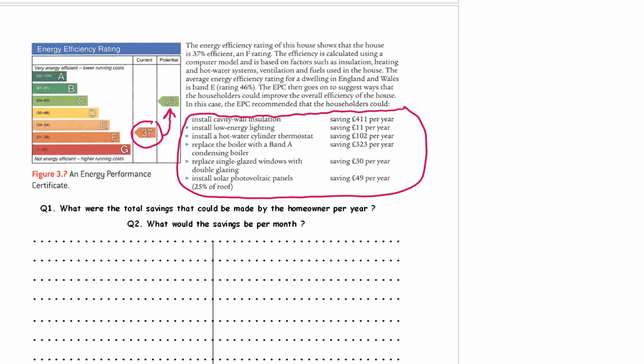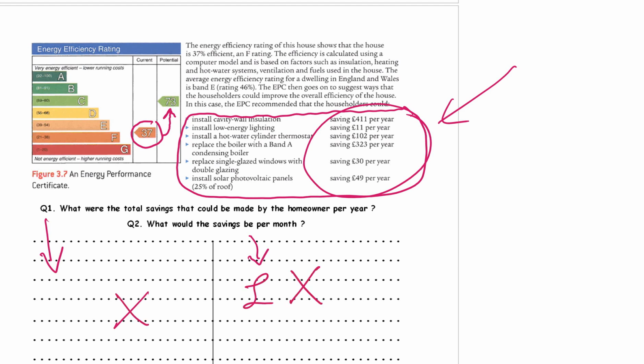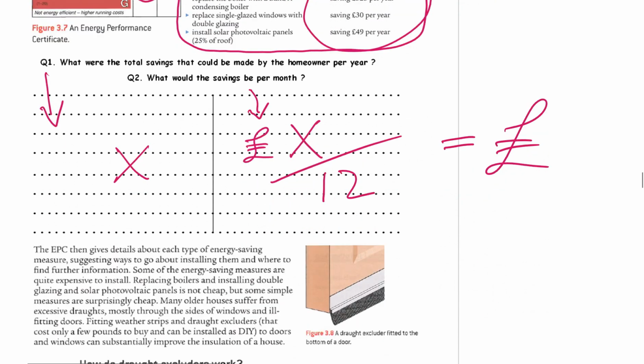Now, what are the total savings made by the homeowner per year? What you do, show your workings, you just add up those figures. Add up those figures. And then what would be your savings per month? Well, it's whatever value you got here in pounds and pence, and divide it by how many months in a year? There's 12, and you'll get your answer. Moving on.